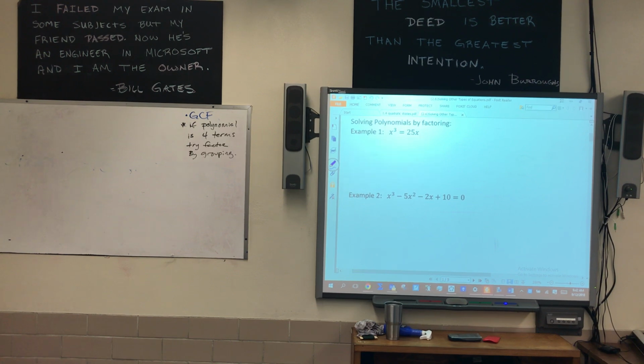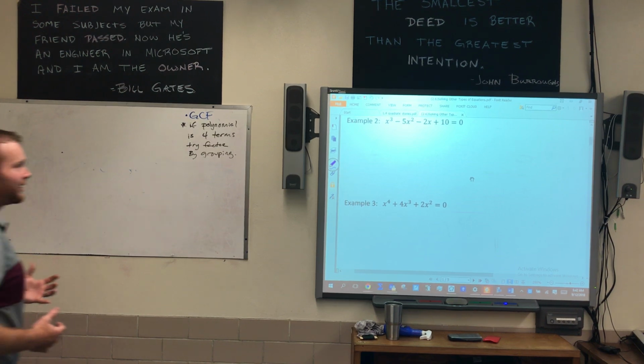But that's the first type of polynomial equation that we're going to deal with in regards to solving, if it's not quadratic and you can't use the product-sum technique or the AC method or something like that, because those only work for quadratic equations. All right? Okay, so this is another cubic.